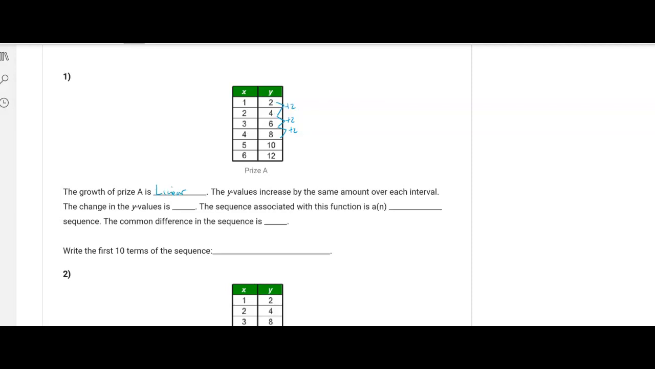The y values increase by the same amount over each interval. The change in the y values is 2. The sequence associated with this function is an arithmetic sequence, and the common difference in the sequence is 2. So if we had to write the first 10 terms of this sequence, we would start with 2, 4, 6, 8, 10, 12. The next one then would go up 2 to give me 14, 16, 18, and 20.